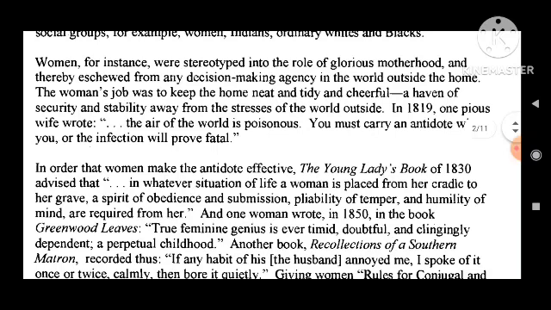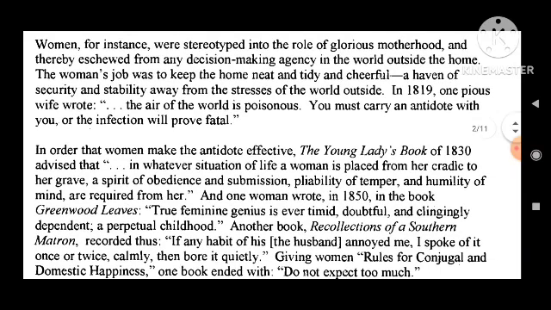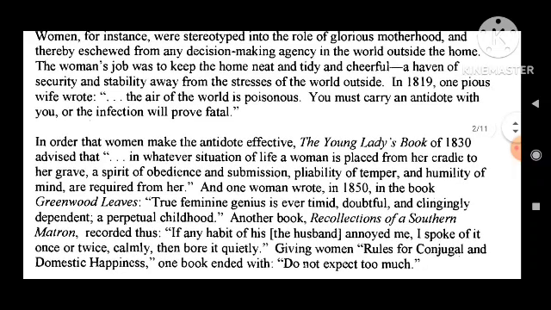The woman's job was to keep the home neat and tidy and cheerful and a haven of security and stability away from the stresses of the world outside. In 1819, one pious wife wrote, "The air of the world is poisonous. You must carry an antidote with you or the infection will prove fatal."